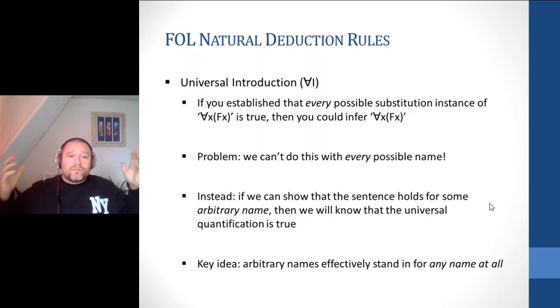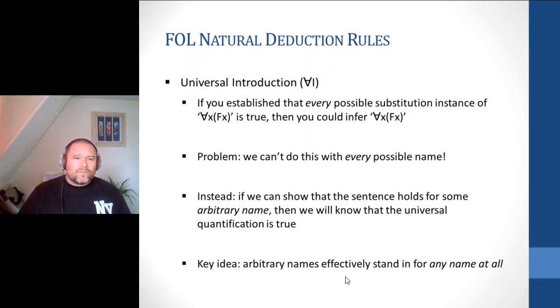some name that picks out any object you like in the domain. It's literally arbitrary. It's completely up for grabs as to what object it's picking out. But if we use an arbitrary name like that, and it makes a relevant sentence true, then we'll know that the universal quantification is true. The reason is that the arbitrary name effectively stands for any name at all. Again, the key idea is that it's arbitrary. We could pick any of them we like, and that's what the arbitrary name is standing for. So that's the kind of motivation.